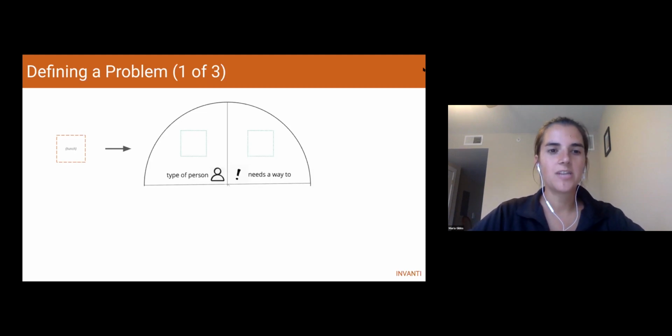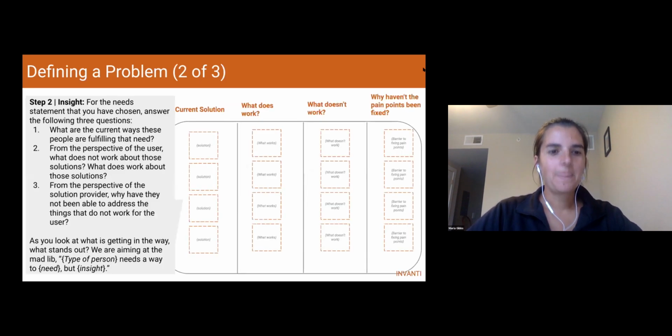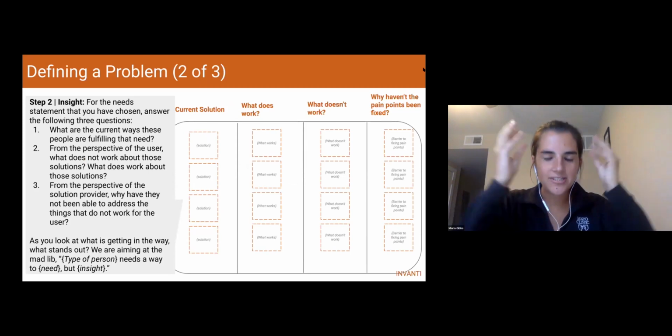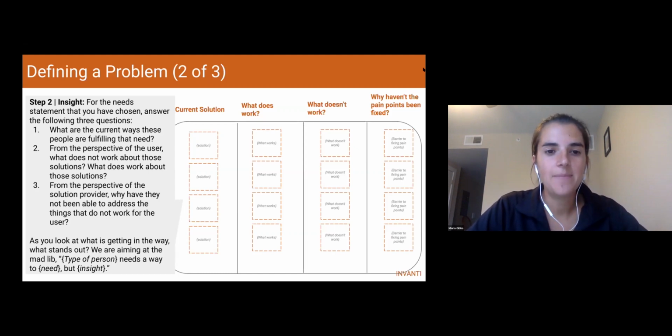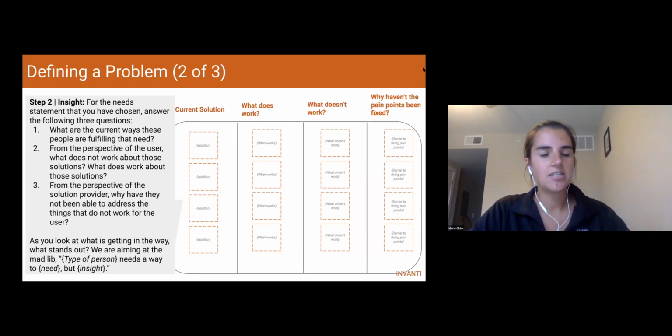So always make sure your type of person is actually a type of person. Okay, cool. Next slide. All right, so what we're going to do next is imagine that we're that type of person and we're trying to figure out what are all the ways that are currently available to them that they can try to meet that need that you identified. And we're going to try to list those all out.